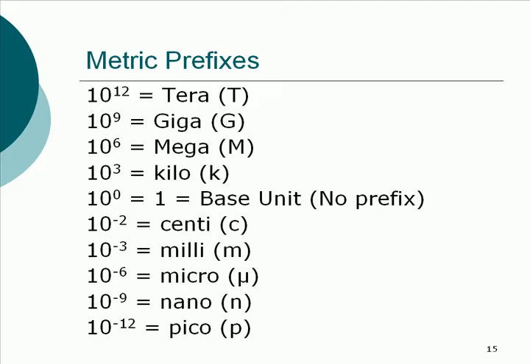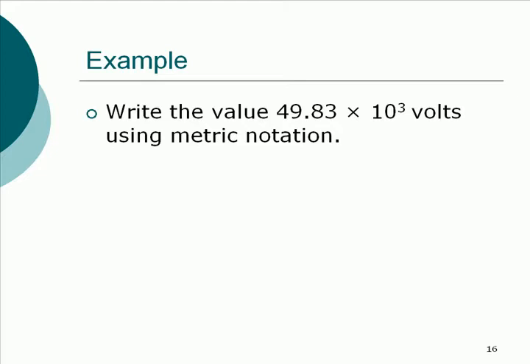All right. Well, with that in mind, we want to write the value 49.83 times 10 to the third volts using metric notation. We'll start out with some short problems here.